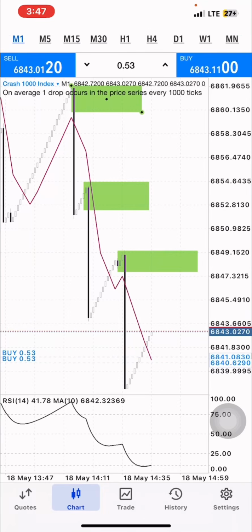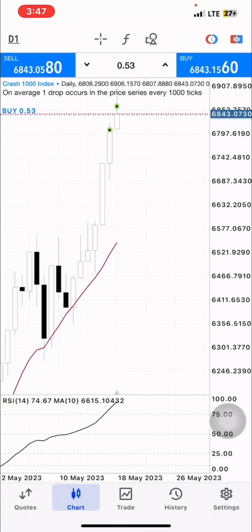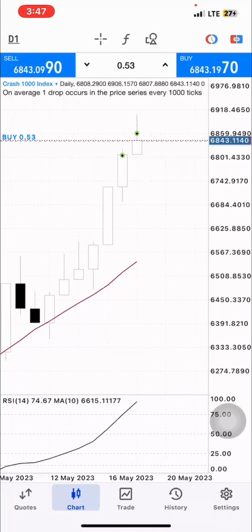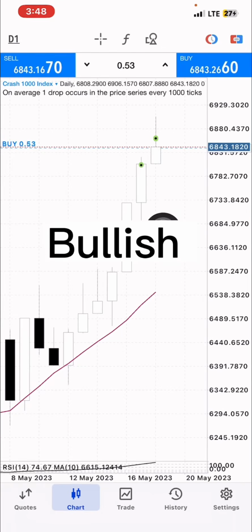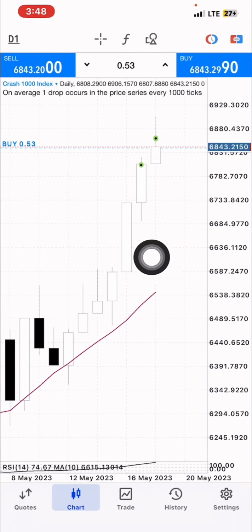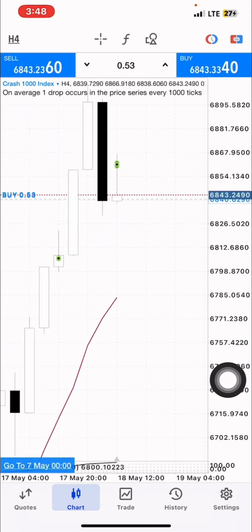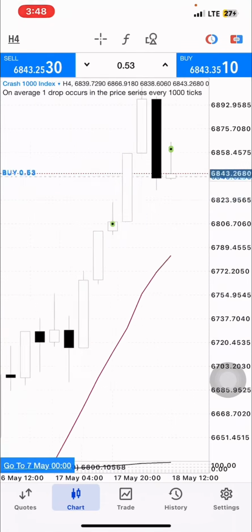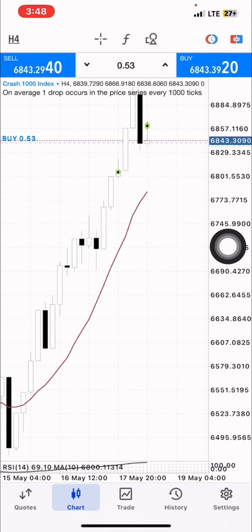So what is that? You have to go to your higher time frame. Start from your daily time frame. From our daily time frame, the market has been bullish because the market has been buying and buying and buying. From the 4 hour time frame, the market pulled back, and apparently the market is going to continue buying.